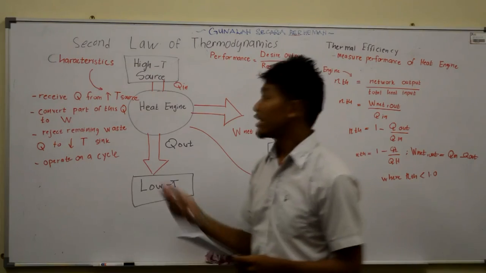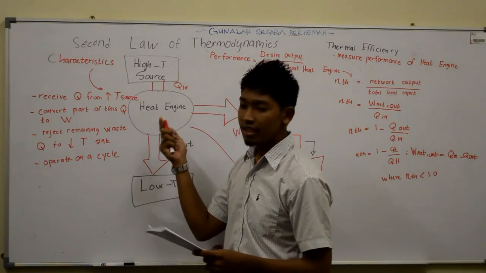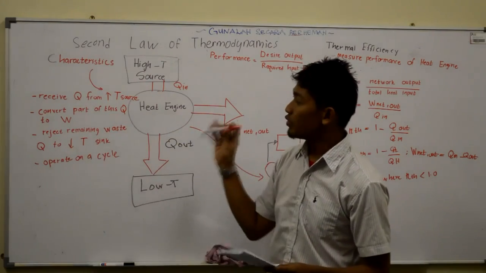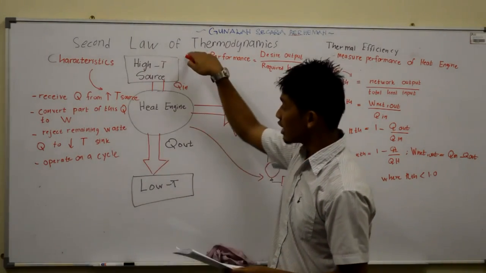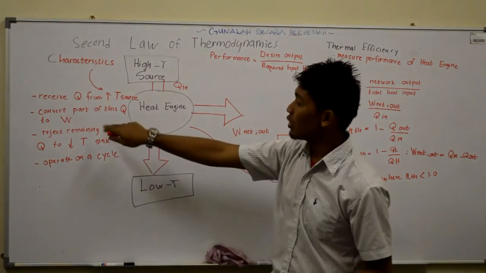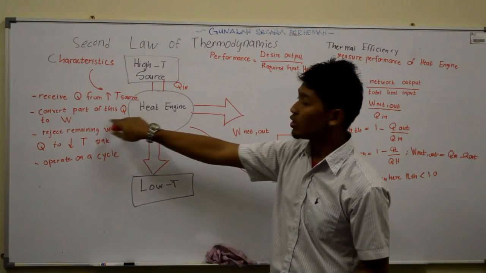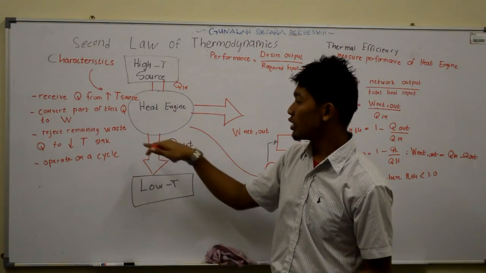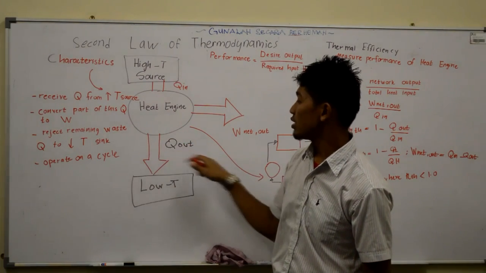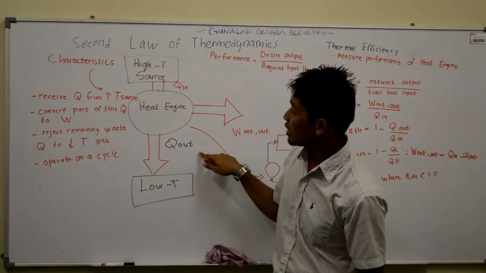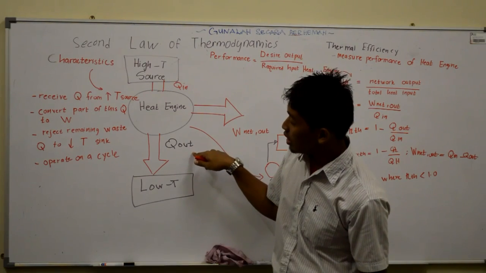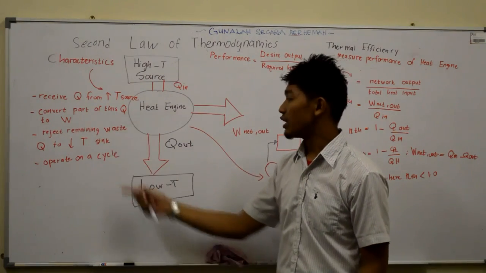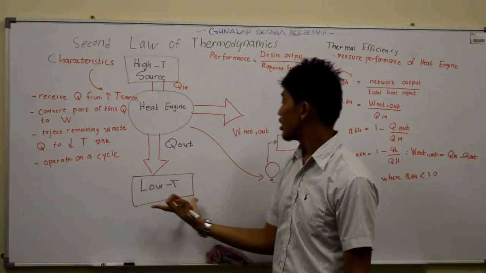And then what are the characteristics of a heat engine? First of all, it will receive heat from a high temperature source, and then it will convert part of this heat to work at the heat engine. It also will reject the remaining waste heat to the low temperature sink. And this process operates on a cycle.